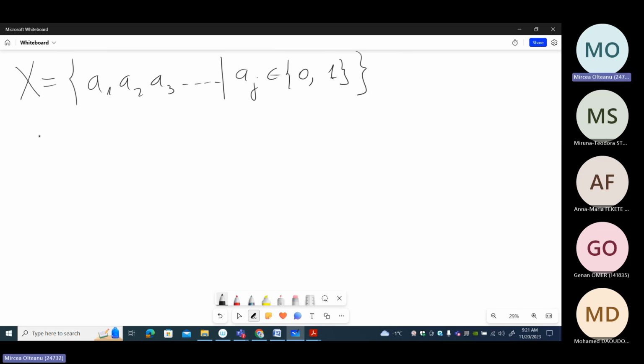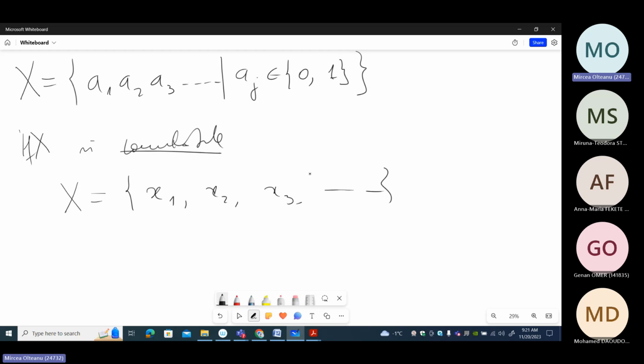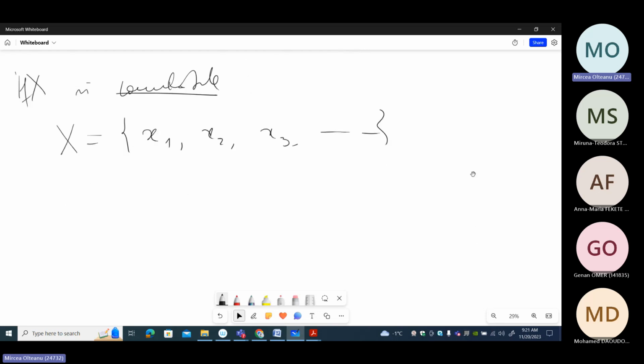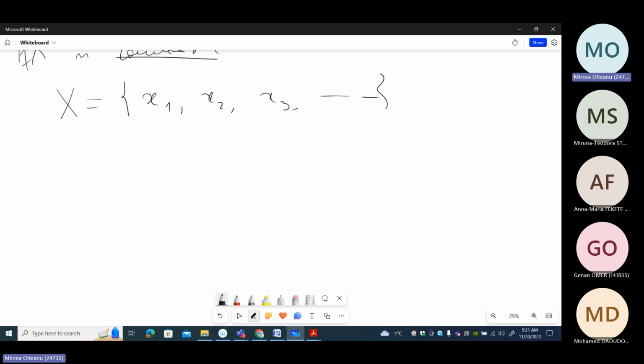Of course, we shall suppose by contradiction that X is countable. Then it means that we can write its elements as a sequence. You are the first element, you are the second, you are the third, and so on. And here we have all the elements of X. So X1 is an element of X. It means it is a sequence of 0 and 1.